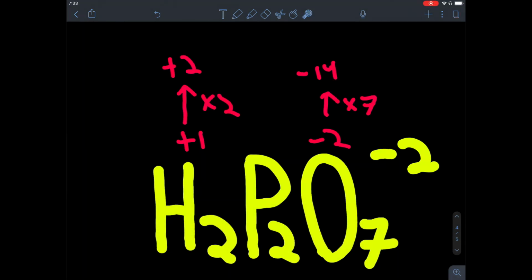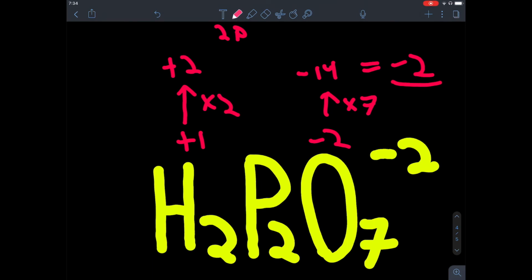Now for a bit of algebra work. We have plus 2, minus 14, and an unknown variable P times 2. All of these oxidation states total up to the charge of -2. So let's combine like terms and add the known variables. We'll add them on both sides. So we grab the +2 and -14 here, add those up, and we'll get -12.